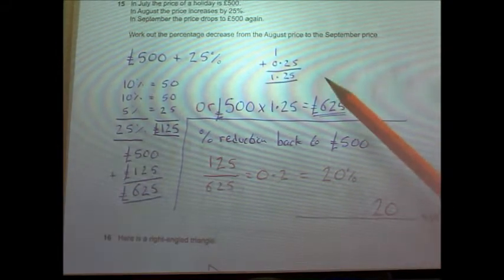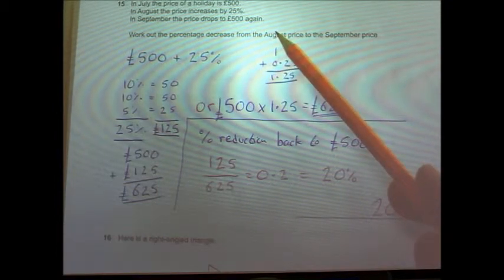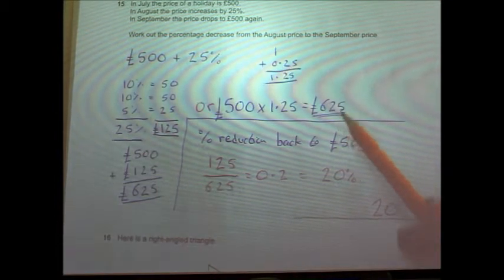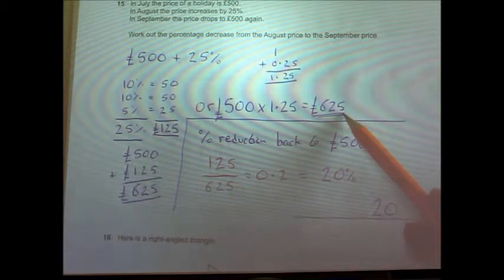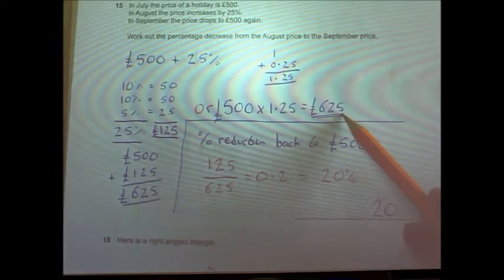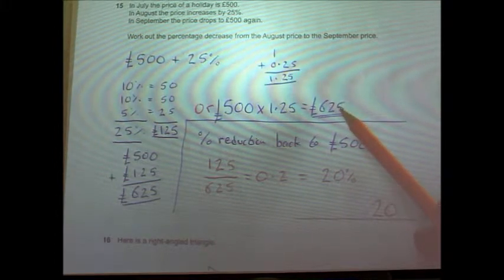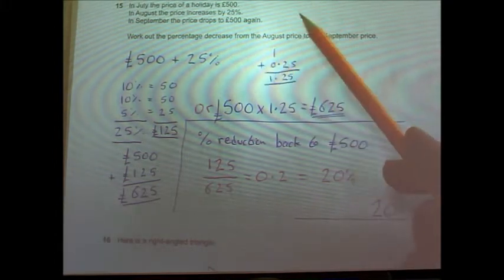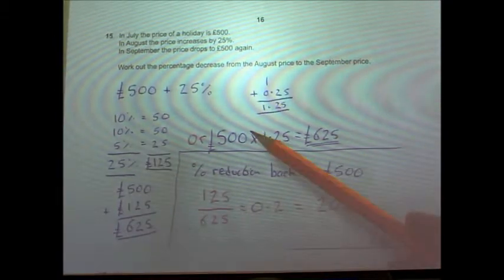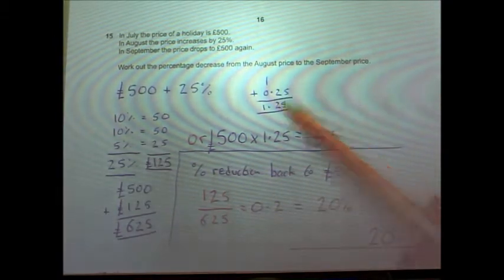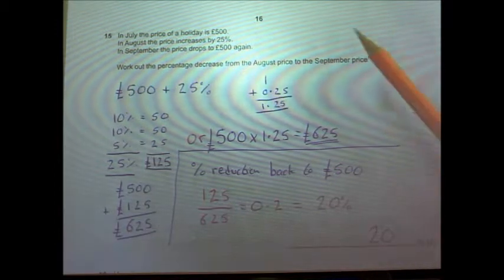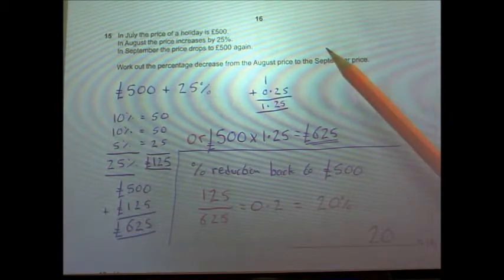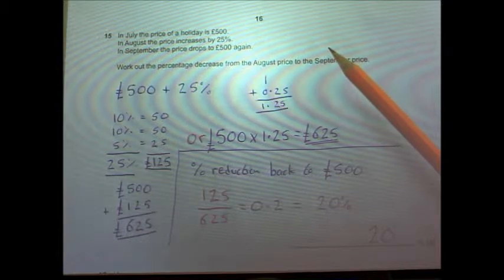In September, the price drops to £500. Work out the percentage decrease from the August price, which is here, 625, to £500 again. Percentages are funny things. You can't simply say it's 25%, because if something goes up by 25% and comes down by 25%, it'll actually be a little bit different. If you think about £100, add 10%, that would be £110. But £110 take away 10% would be £99, because 10% of 110 is 11.